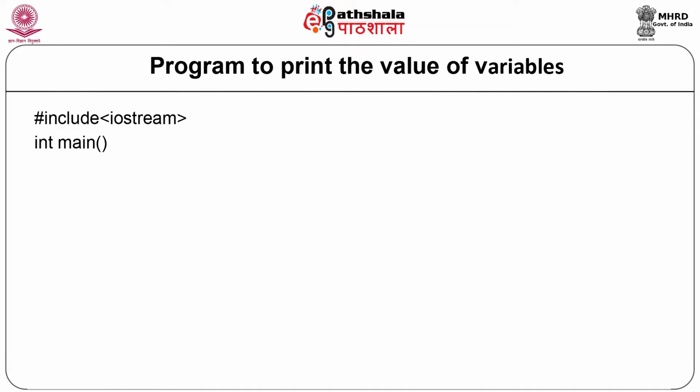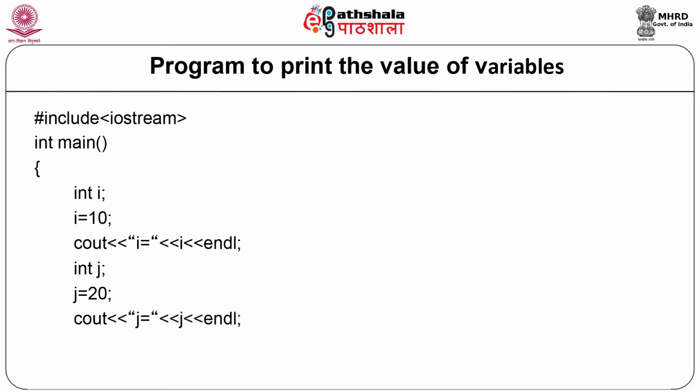#include <iostream>, int main. We will declare i as of type integer, we will give the value 10 to the variable i, and we will display on the screen the value of the variable i. Now we will declare integer j. Here the j variable has been declared after the executable statement cout. We are giving the value 20 to the variable j, we will display the value on the screen using the cout statement and return 0. Closing bracket for the program.